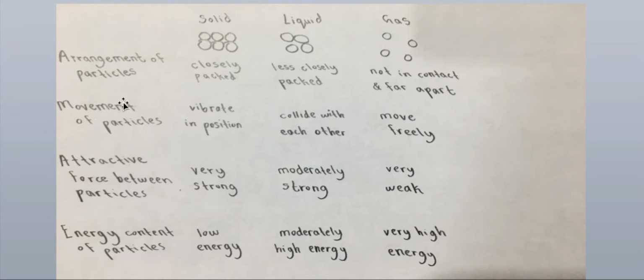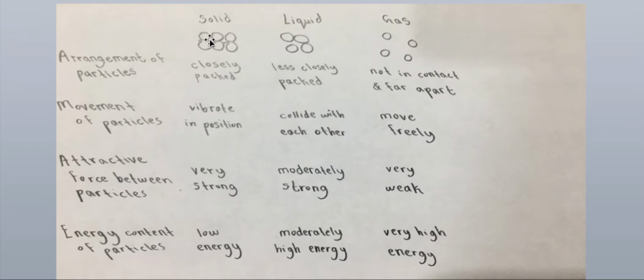The last thing we're going to talk about in this subdivision is the differences between a solid, a liquid, and a gas. Now students, I want you to be very logical in thinking about this. We're going to cover 4 topics: the arrangement of particles, the movement of particles, the attractive force between particles, and the energy content of particles. So let's start with a solid, how it looks.